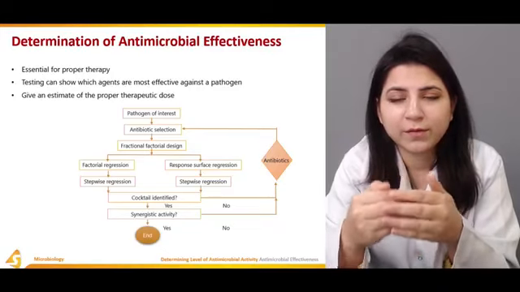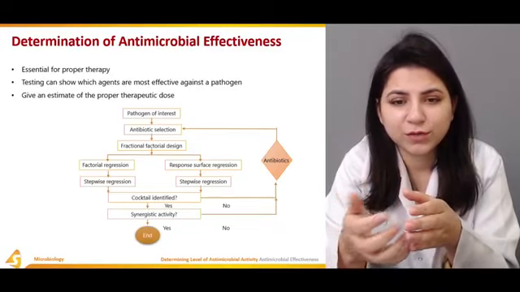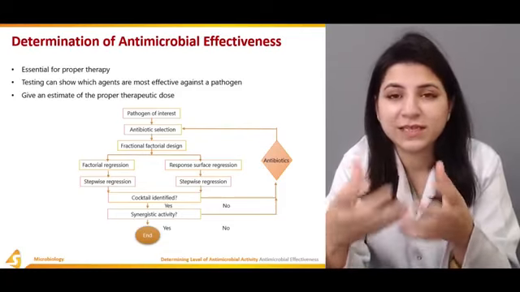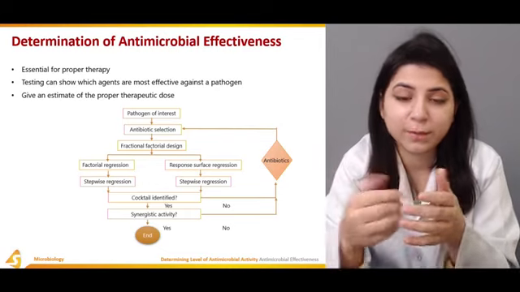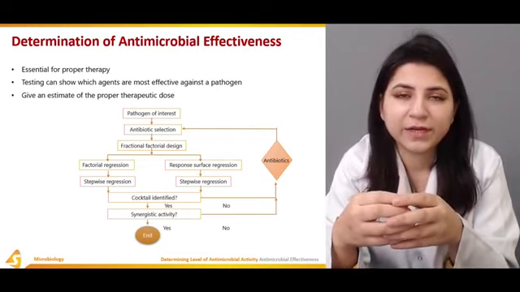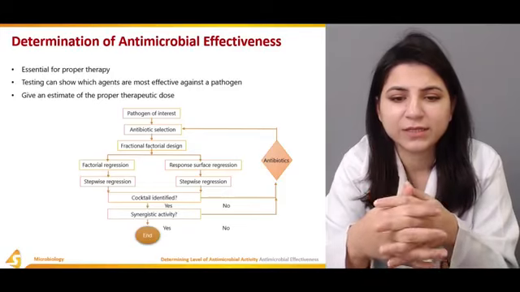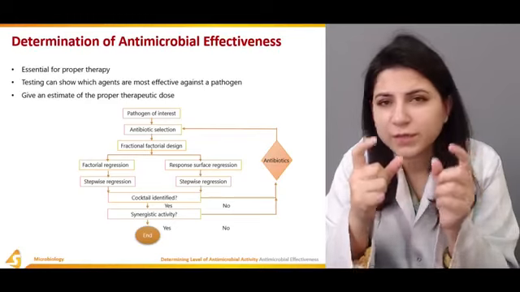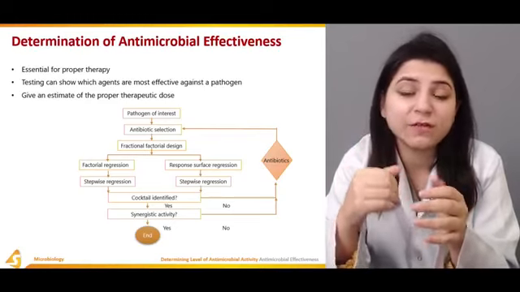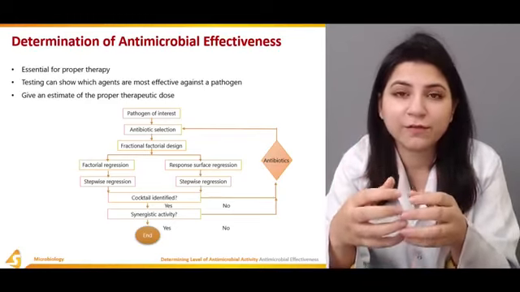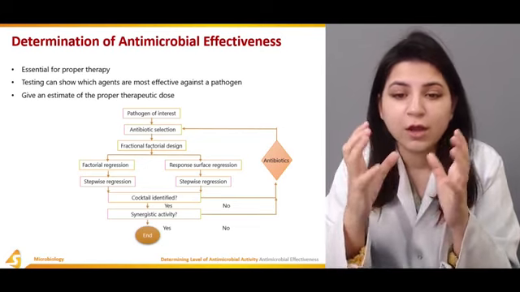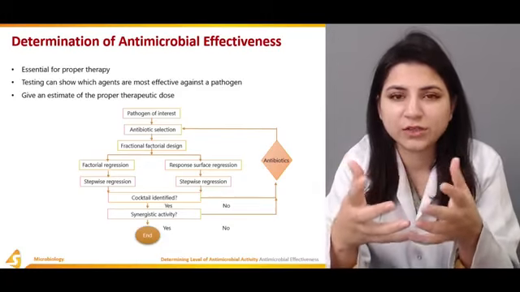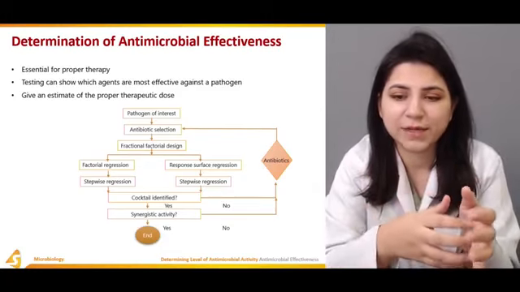So whenever you're determining the type of antibiotic you need to use, initially you need to know the pathogen of interest. The antibiotic selection is then dependent on the pathogen. Then there is a fractional factorial design, which means you need to identify if a particular antimicrobial agent itself is sufficient, or if you need to make a cocktail of antimicrobial agents which can act together, have a synergistic activity, and can kill the pathogen.